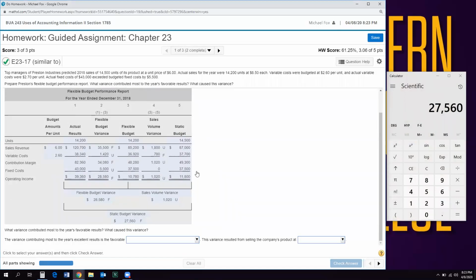All right, finally, it's going to ask us what caused this variance. So the variance contributing most to this year's results is the favorable blank. And it's going to be this amount of sales revenue, right? This variance in the flexible budget. So we're going to say the amount of flexible budget variance for sales revenue. This variance resulted from selling the company's product at blank. And the answer is we planned on selling it at $6 a unit, but we sold it for $8.50 a unit. So it's selling it at a higher price than we expected. And that should be it for the first problem.